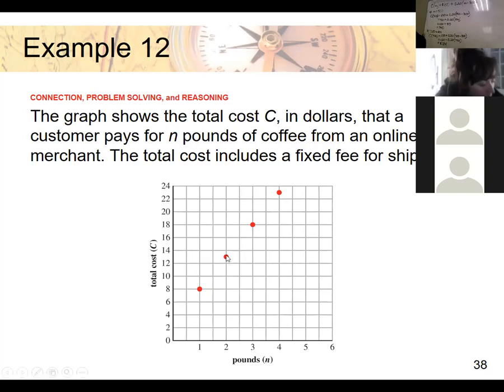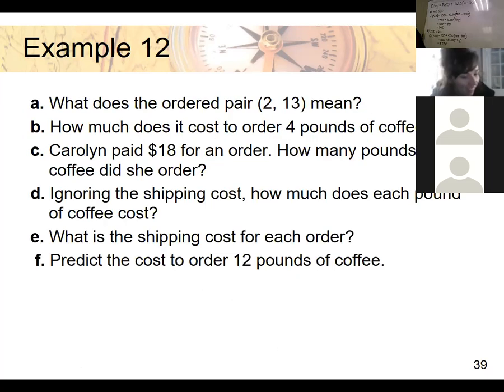And we can verify that by doing this. We got 13 here. This one's 18. 13 from 18, that distance is 5. And also 18 to 23, that distance is also 5. So, excuse me, the cost was $5 for the coffee. Okay, we're ignoring the shipping cost. So for each pound, it's going to cost $5.